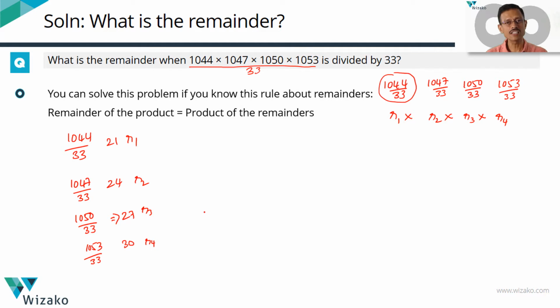So the product of the remainders is going to be equal to 21 into 24 into 27 into 30. So this is the product of the remainders, which is going to be the same as the remainder that you would have got had you found the product and divided it by 33. This is not the final answer, but before we get to the final answer, let's recap this step in a printed form and then go to step 2 and find the final answer.